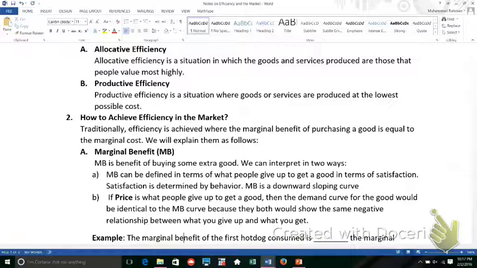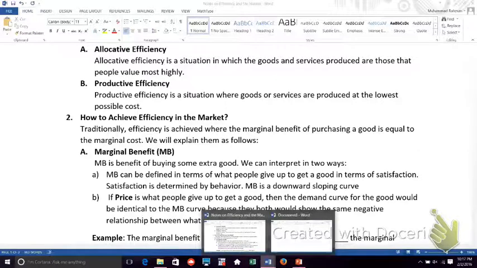Okay, so let's try to imagine this idea, because sometimes we fail to understand the true nature of marginal benefit. So marginal benefit is a behavioral concept, which means that it is tied to our taste, our satisfaction, and whether we like a certain good or not.